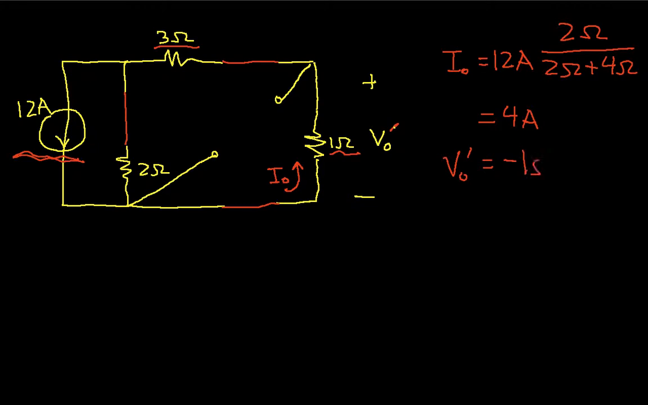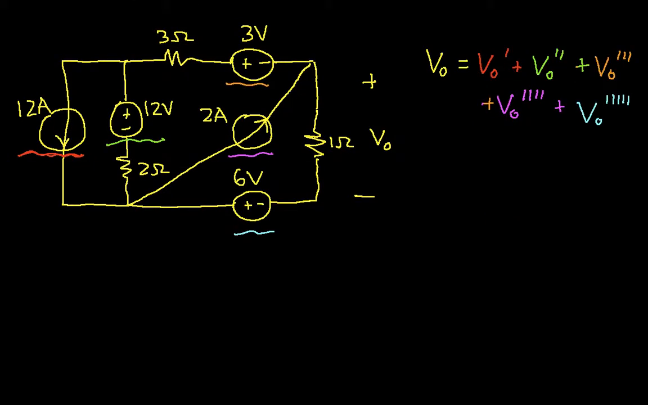which says then that V0 prime will be minus 1 ohm times 4 amps. The minus sign comes because I've drawn the current I0 as flowing in the opposite direction as I've drawn the polarity V0. So we get that this is equal to minus 4 volts. Okay, so we've got our first voltage. Let's go back to our original. We now know that V0 prime is negative 4 volts.